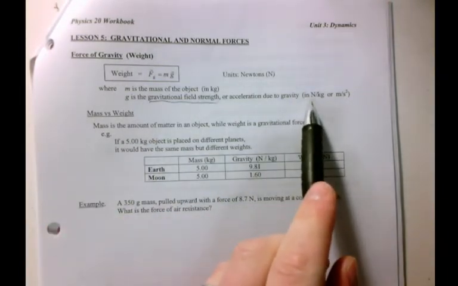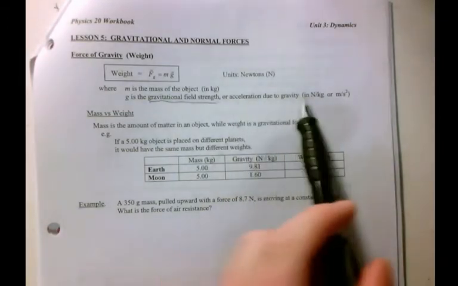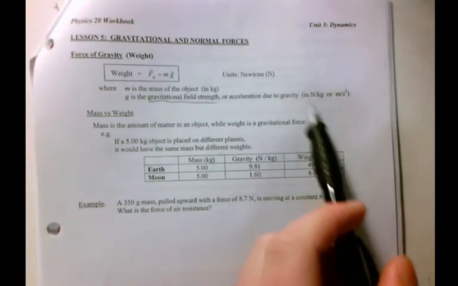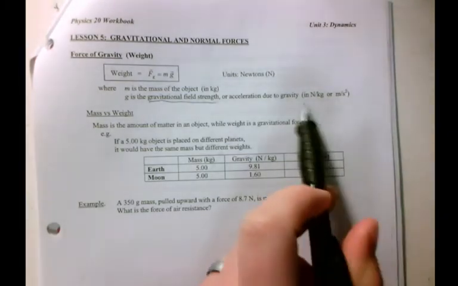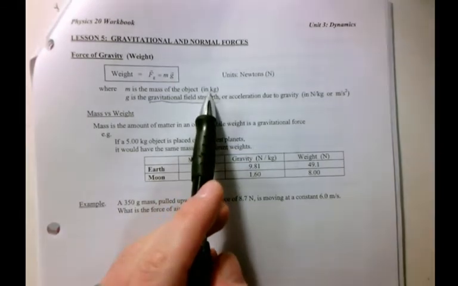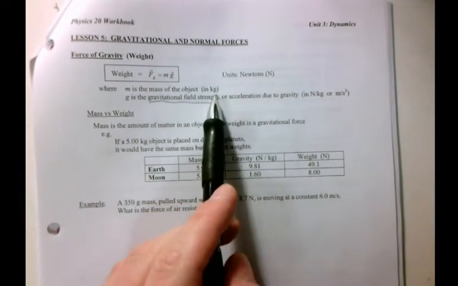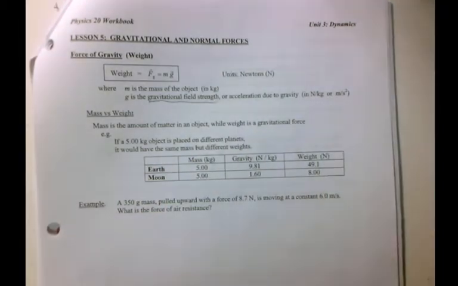So g is measured in newtons per kilogram, or meters per second squared. That's the acceleration. If you break up a newton into its most basic or standard units, you would see that those actually are the same thing. And multiplying kilograms by newtons per kilogram, we get newtons, or a newton is equal to a kilogram times a meter per second squared, mass times acceleration.